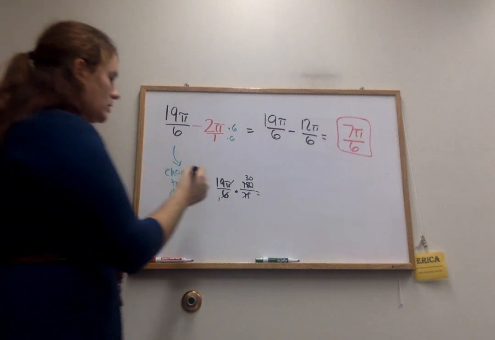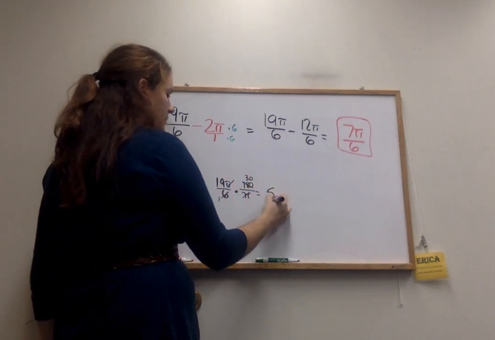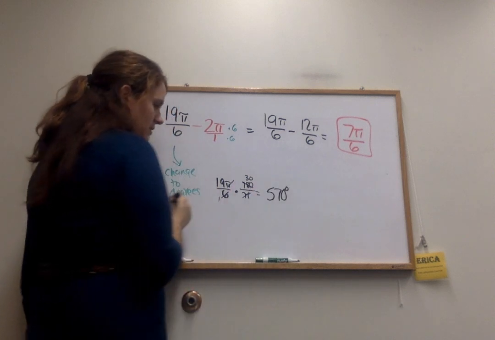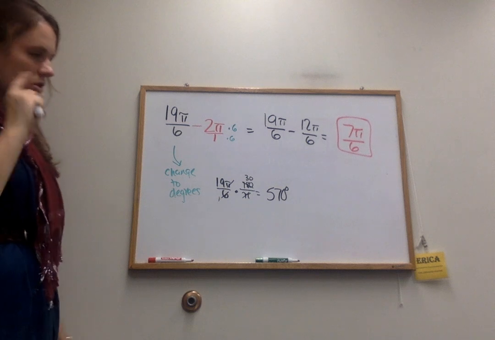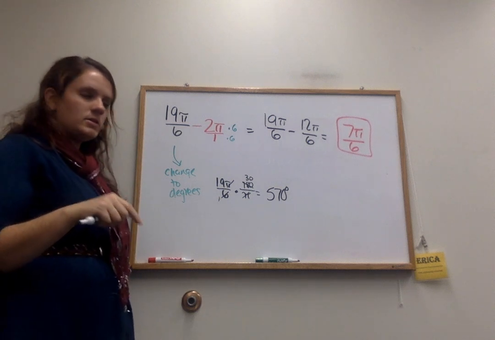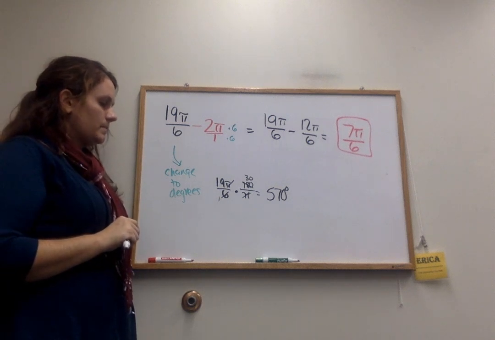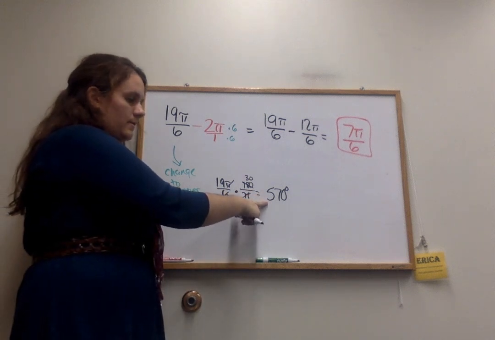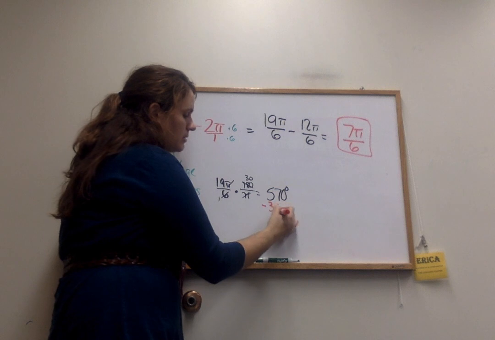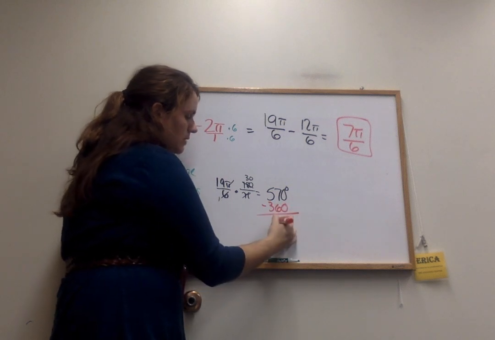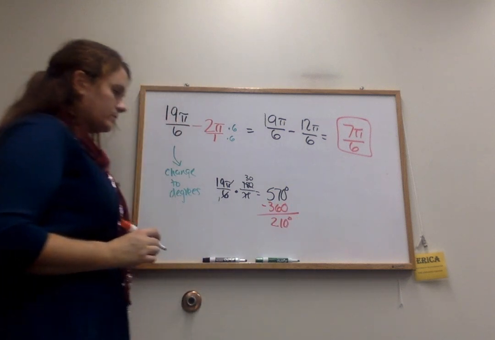And when you do this, you should get 570 degrees, I think. You should go ahead and verify that first, though. 570 degrees. Then we can find the coterminal angle of this, right? So that goes back to subtracting 360 degrees from it, which leaves us with 210.